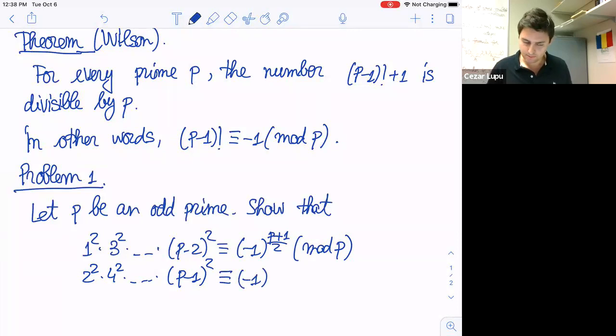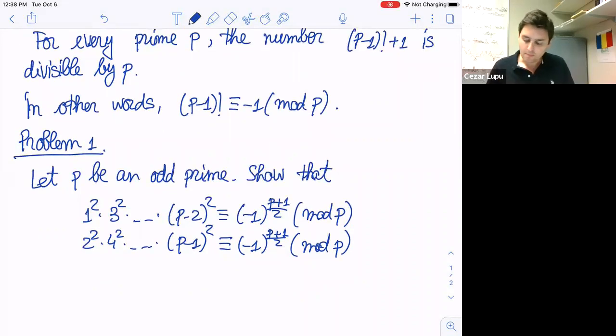This will be congruent with -1 to the power, I think there is a mistake, anyway, (p plus 1) over 2 mod p. Not sure, anyway, we'll see. So let's look at this.